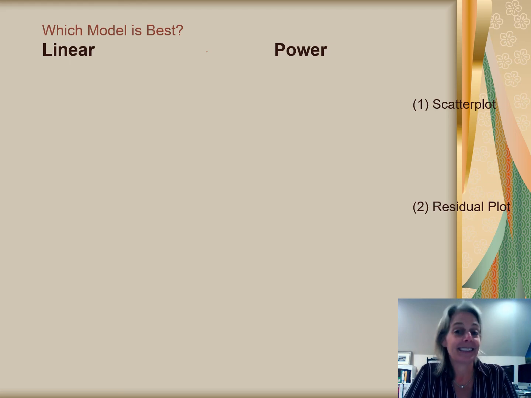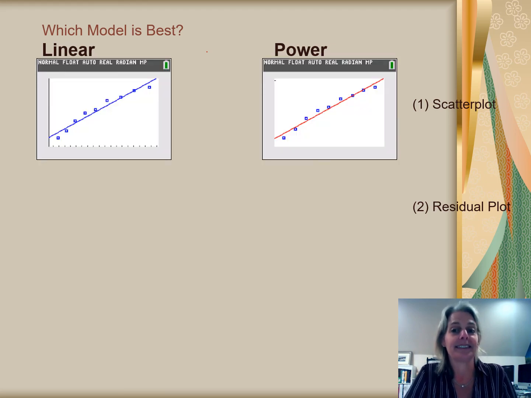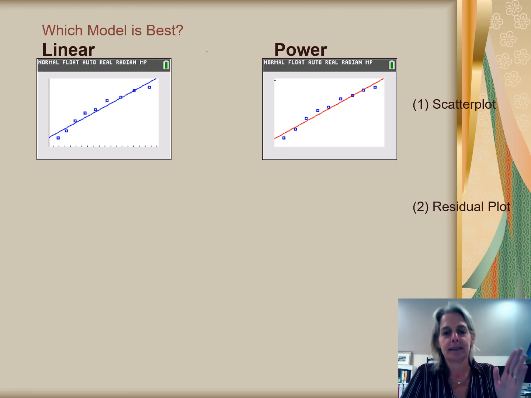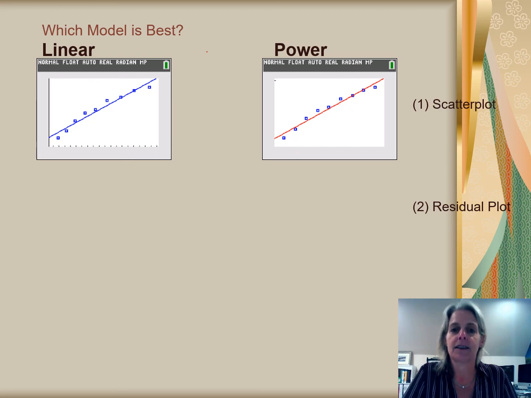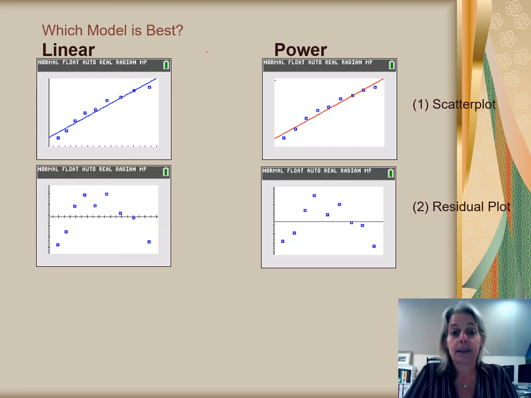And in this case, there's just really subtle differences. They're both very close. But every time you do this and compare which model is best, remember you have to look at the four things: the scatter plot, the residual plot, R, and R squared. So looking at the scatter plot, they're pretty darn close. This is on our left, the linear model, that's showing x versus y. And on the right side under the power model, we're comparing the log of x to the log of y. Both of them are pretty good fits for the data.